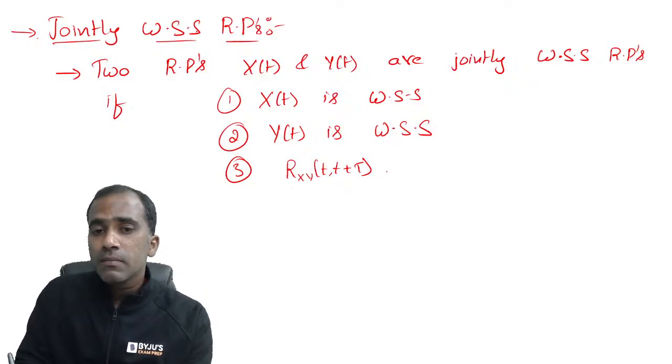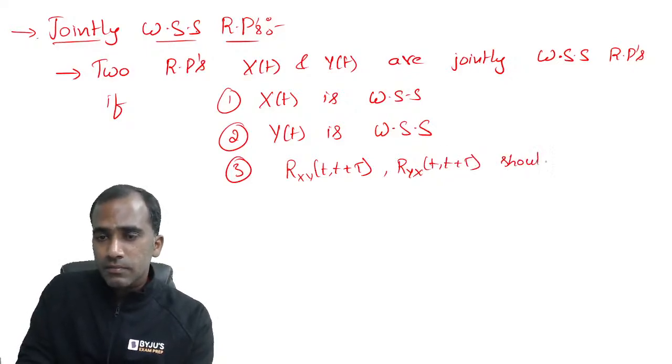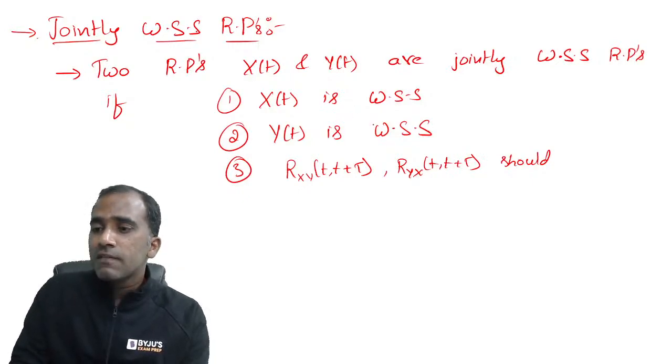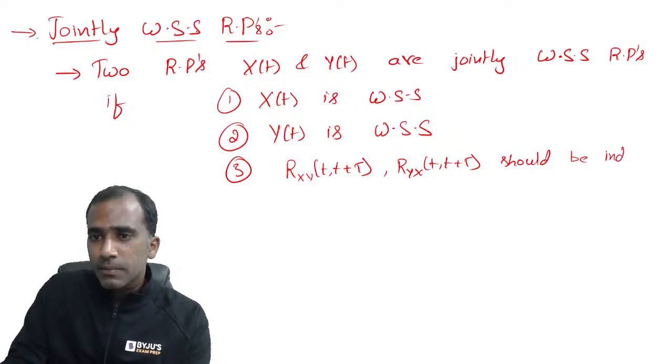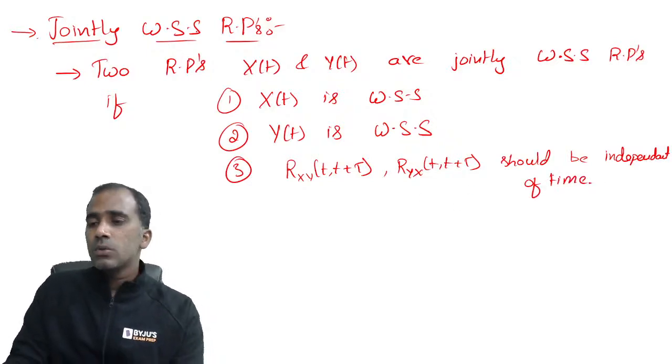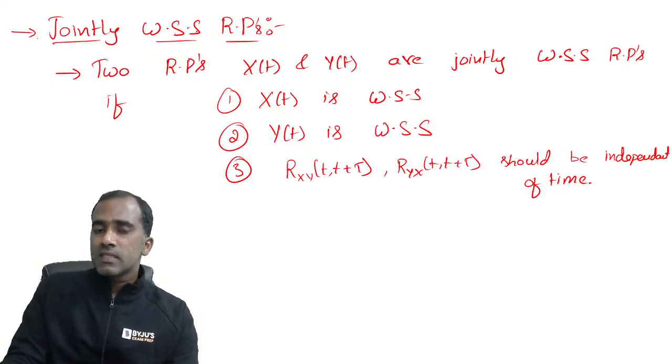should be independent of time, and Ryx of t comma t plus tau should be independent of time. If both are individually wide-sense stationary and their cross correlation is independent of time, both the cross correlations Rxy or Ryx, if one is independent of time, the other also definitely will be independent of time. If these three conditions are satisfied, then we can say that two random processes are jointly wide-sense stationary.